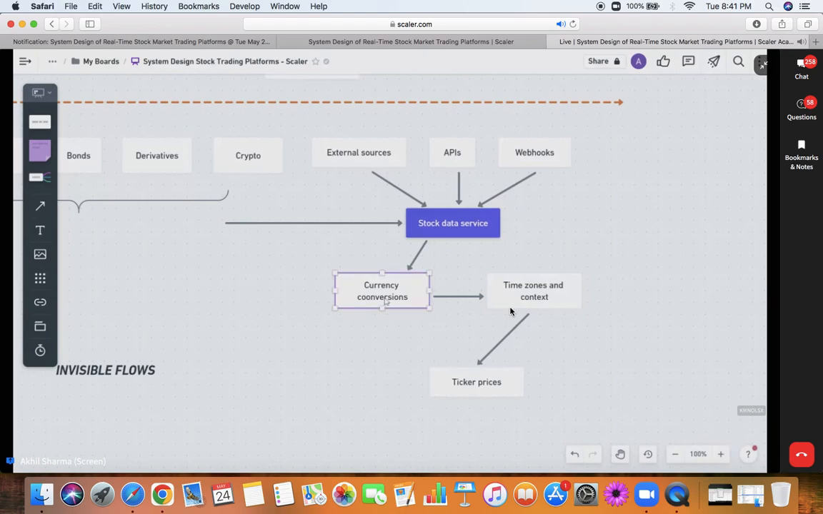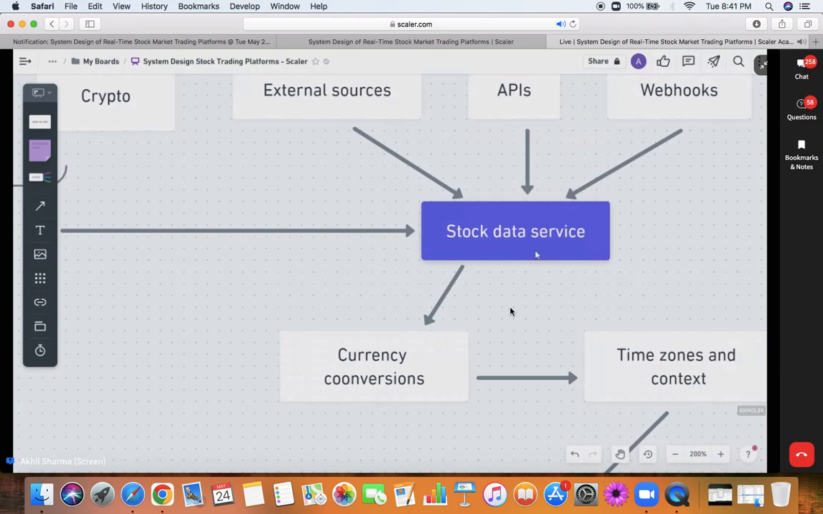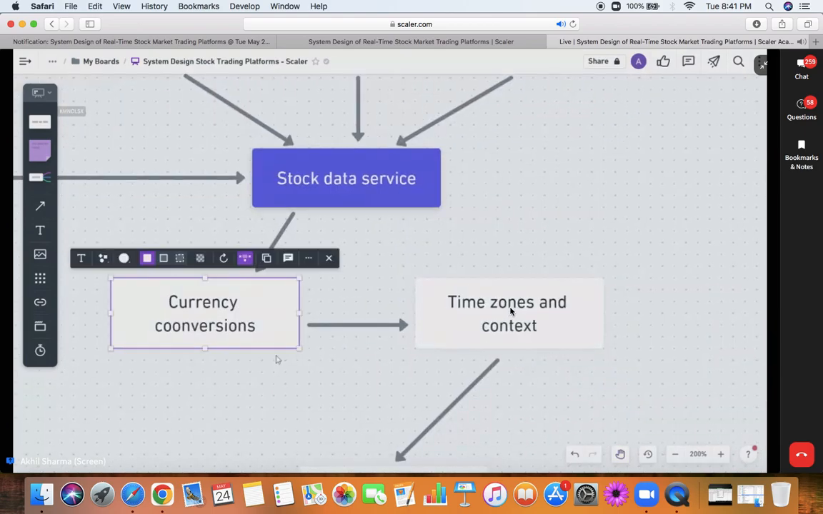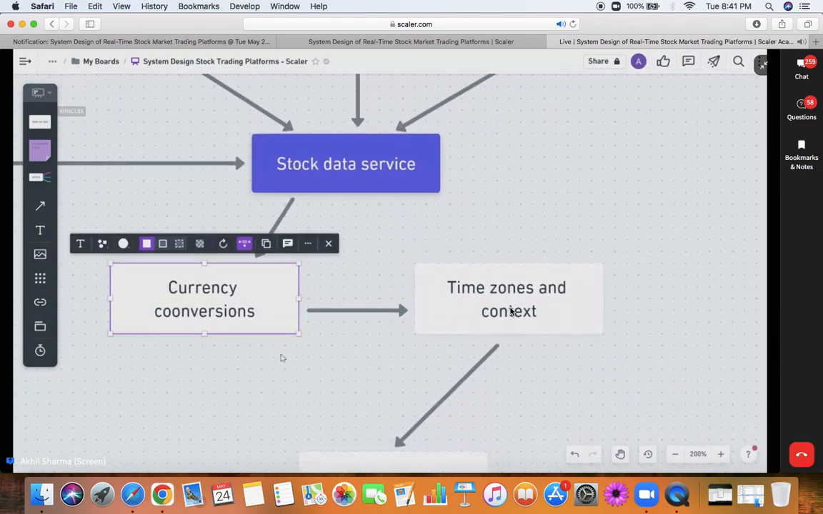Then two operations happen on our stock data. One is currency conversion, because every user wants to be able to view the stock information in multiple currencies. You'd want to view it in yen, in pounds, in euros, in dollars, in rupees, depending on which country you're from. So even people in India sometimes prefer to trade in dollars or dirhams, right?